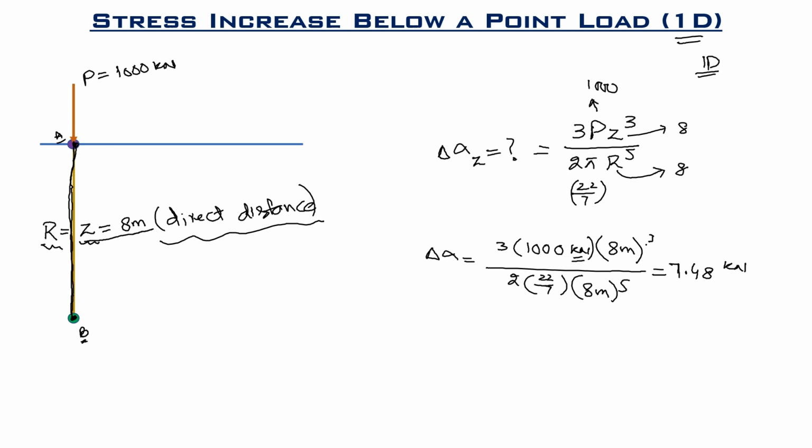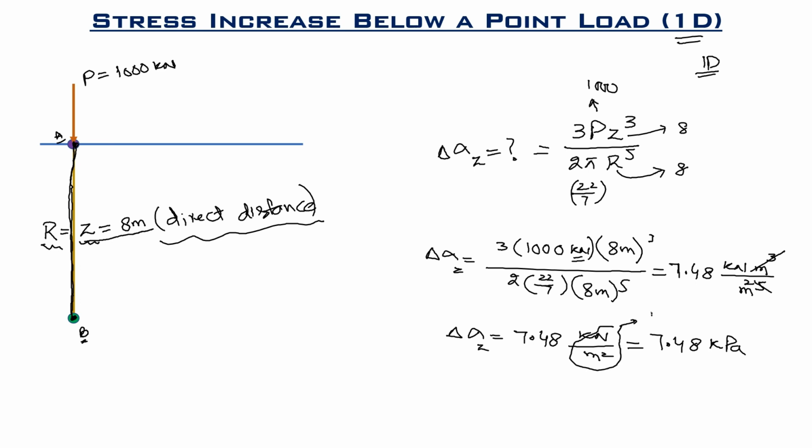kilonewton. Meter raised to power 3, this will be meter cube, and meter raised to power 5. And when we cancel this, we will only get meter square in the denominator. So delta sigma Z is equal to 7.48 kilonewton per meter square, or we can say 7.48 kilopascals. This Newton per meter square is equal to Pascal.